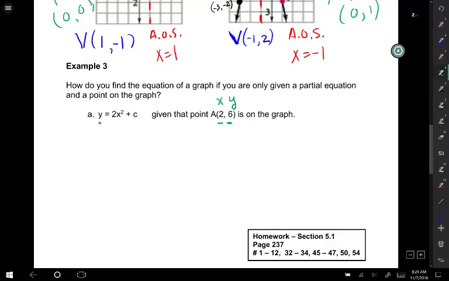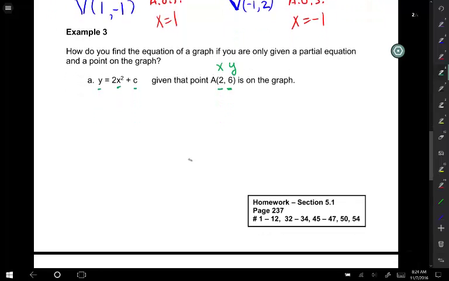How many variables do I have here? 1, 2, 3. How many do I know? 2 of them. Can't you just plug things in here? Okay, let's see what we get. 6 equals 2 times 2 squared plus c.